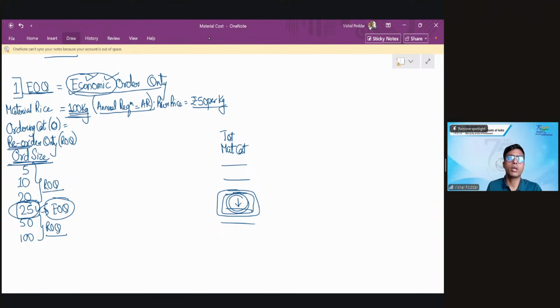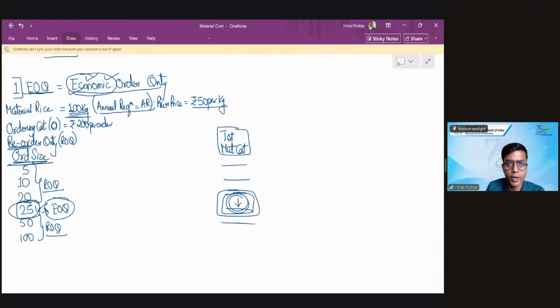So what is ordering cost? The cost of buying and bringing the material to your factory. And this cost is generally fixed per order. So every time you go to the market, you will spend this much. So let us say it is given as rupees 200 per order.